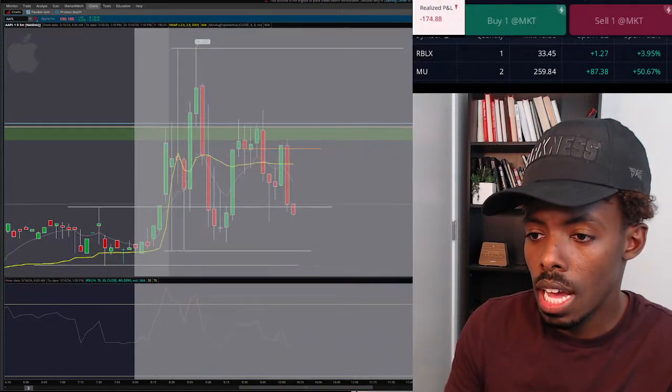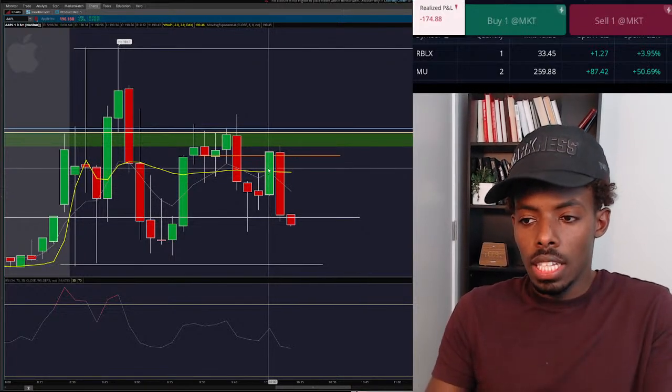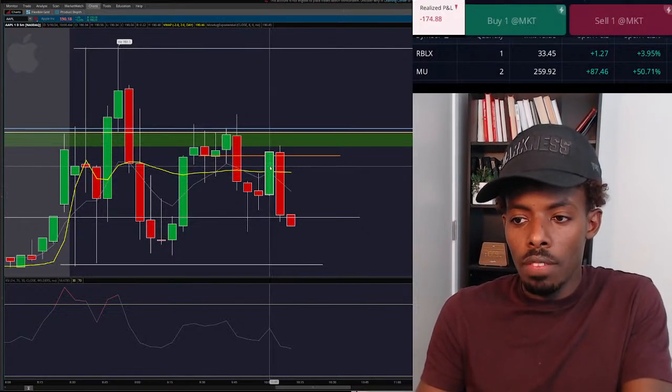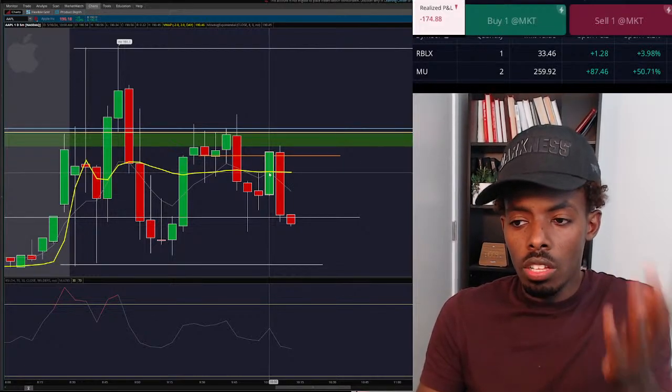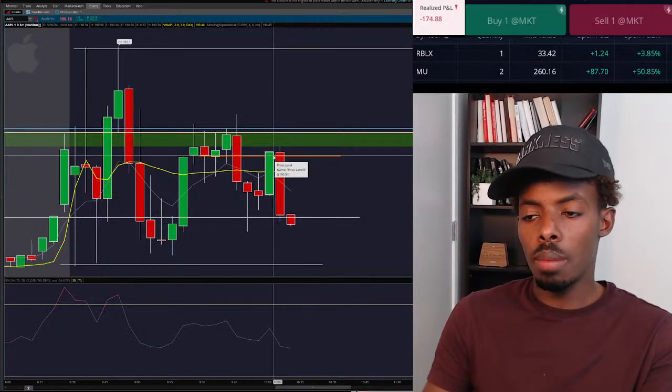Yo, look at that now. What a clearance. Look at that. We had to sell here because we understood that now we have a close. If we had to follow our rule, right? We had a break, and it went to our stop loss.